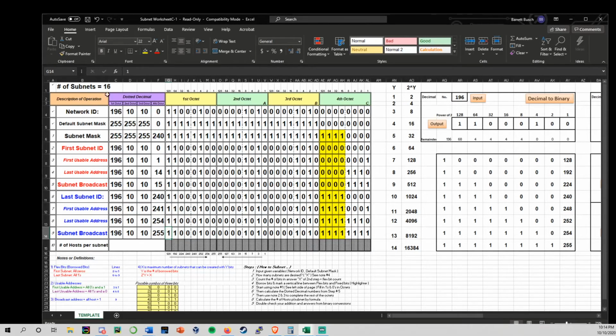And remember, we need to look at how many host bits. So we have 4 host bits. So we'll be looking at 2 to the power 4 minus 2 equals, the 2 to the power 4 is 16 minus 2. That gives us 14 hosts per subnet.